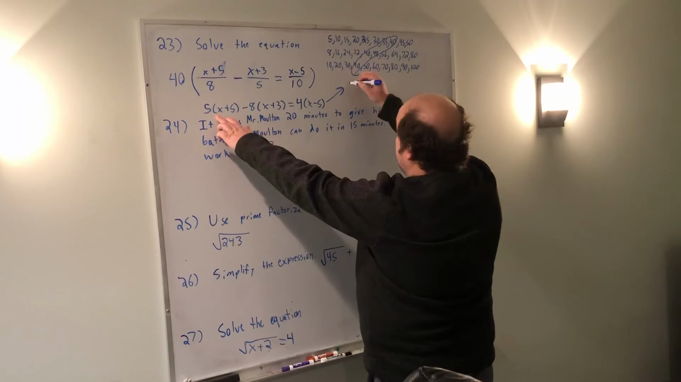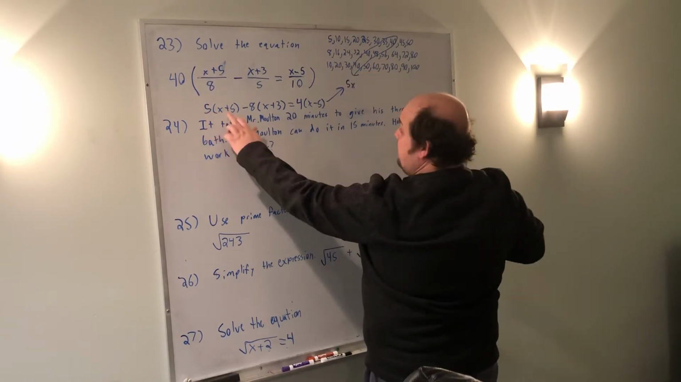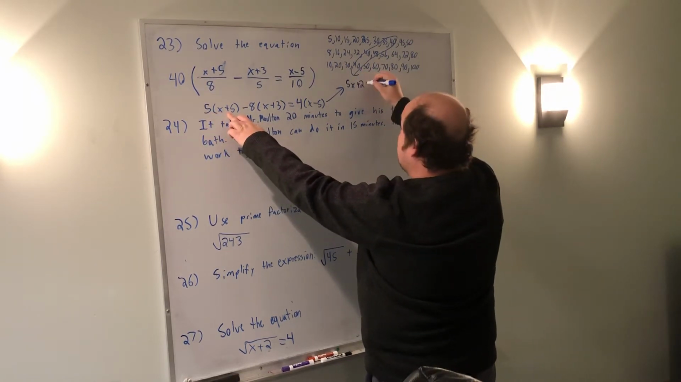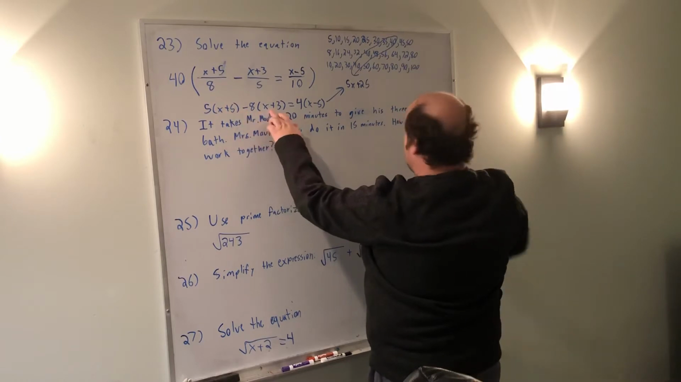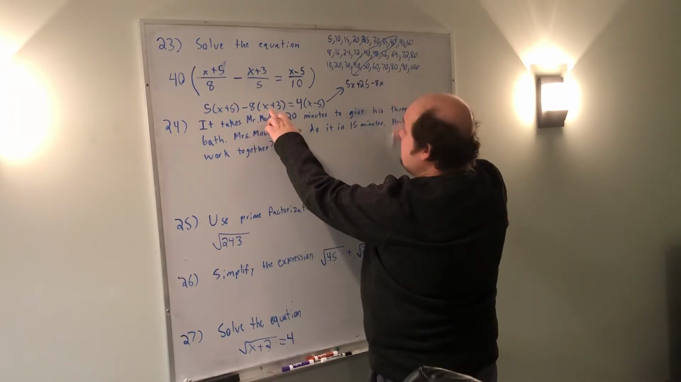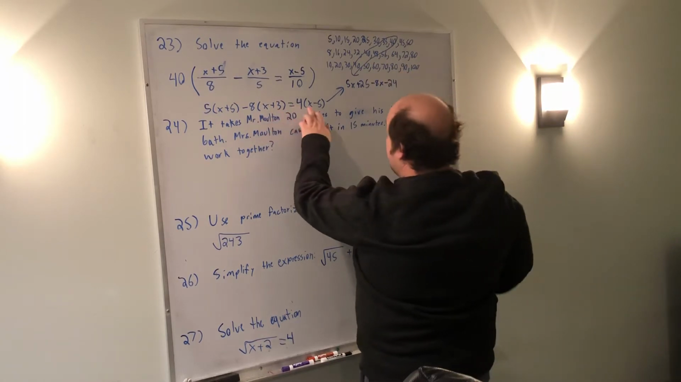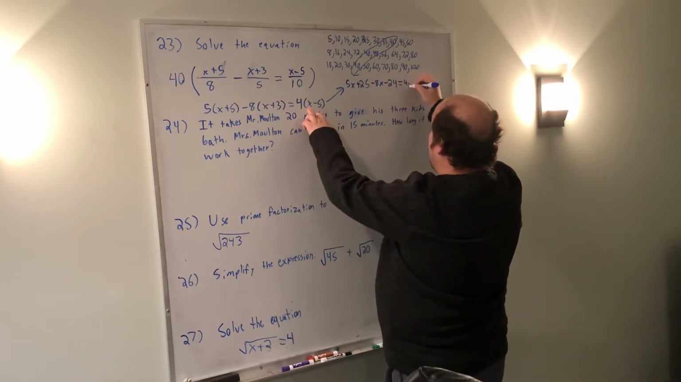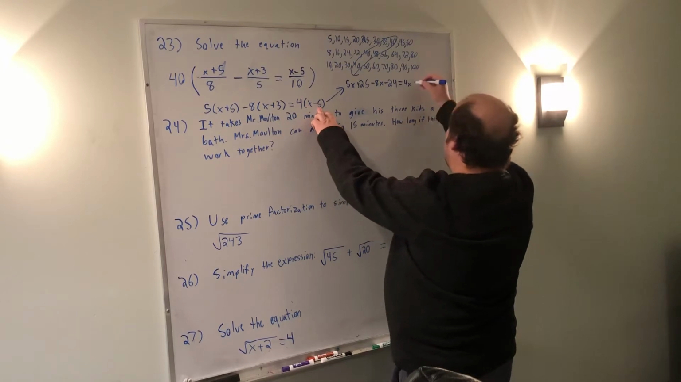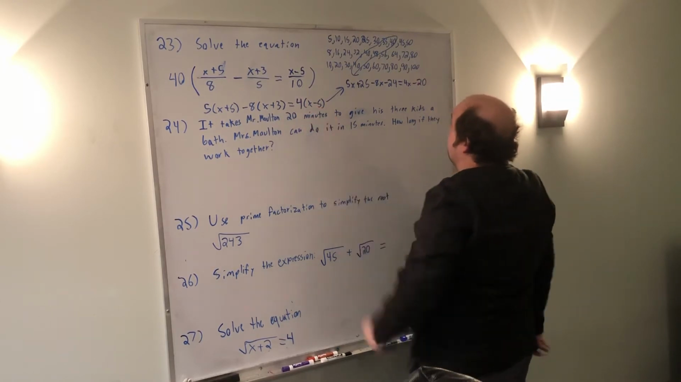So now I'm doing distributive property. 5 times x gives me 5x. 5 times positive 5 gives me plus 25. Negative 8 times x gives me negative 8x. Negative 8 times 3 gives me negative 24. 4 times x gives me 4x. 4 times negative 5 gives me negative 20.